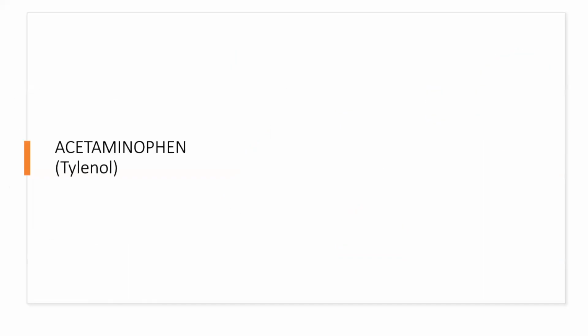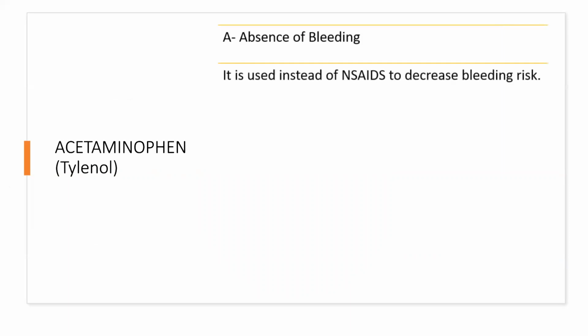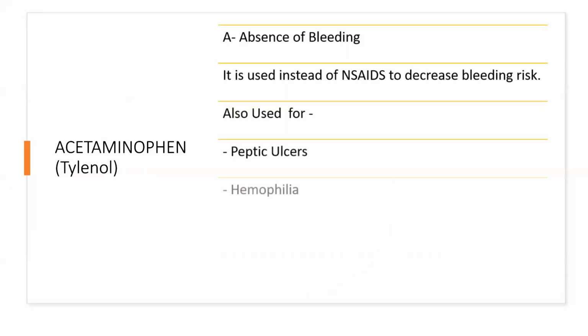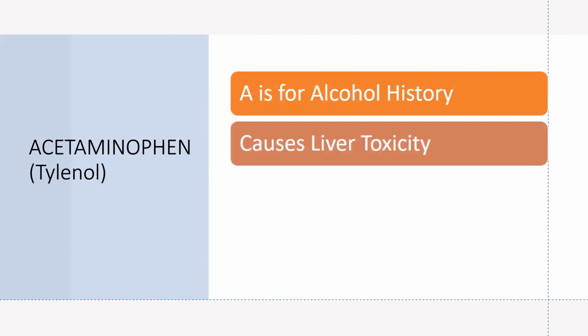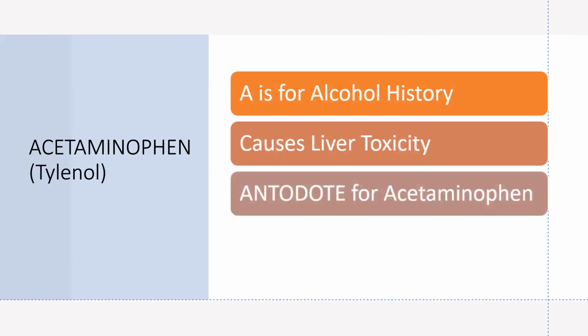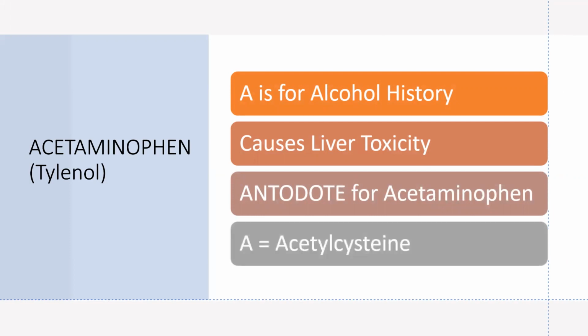Next is acetaminophen, a very common drug. A is for absence of bleeding. It does not cause bleeding, and it is used instead of NSAIDs to decrease the bleeding risk. It is also used for peptic ulcers, for hemophilia, for mild joint pain, and for fever. A is for alcohol history. If a patient is taking alcohol a lot, it can cause liver toxicity along with acetaminophen. A is for acetaminophen, and the antidote for acetaminophen is again A, which is acetylcysteine.